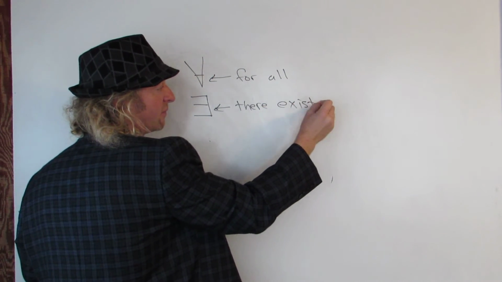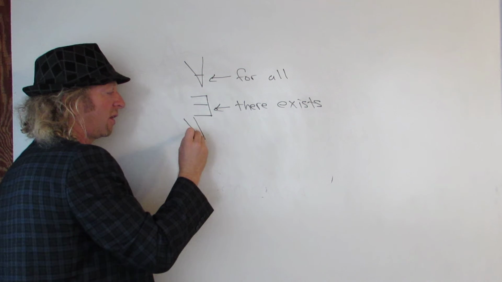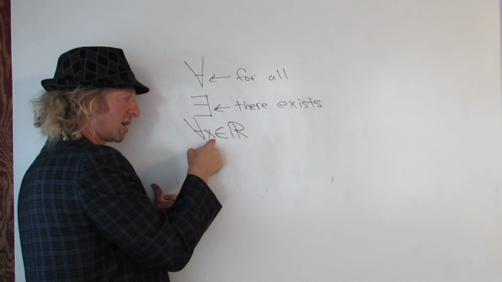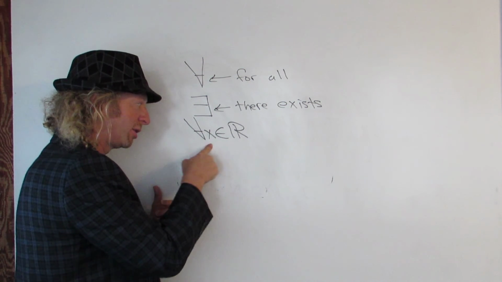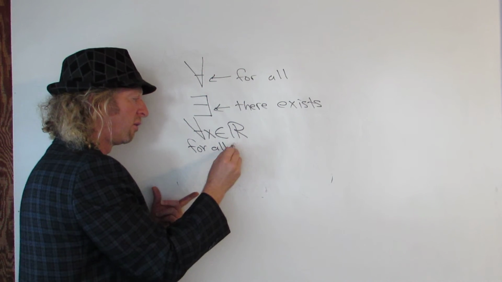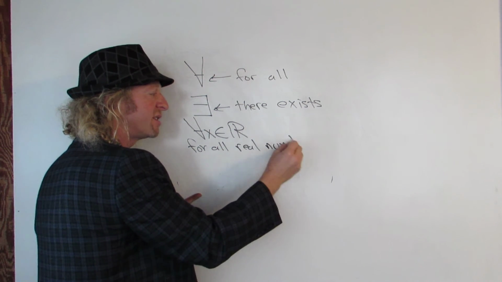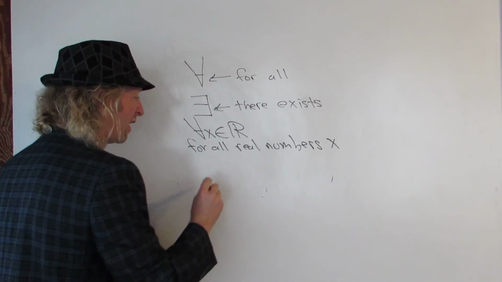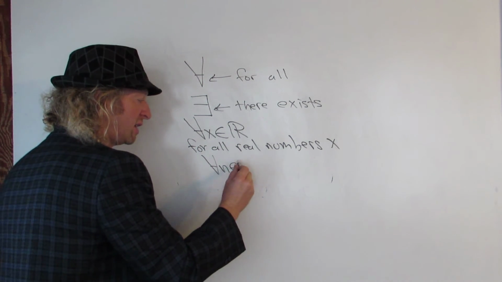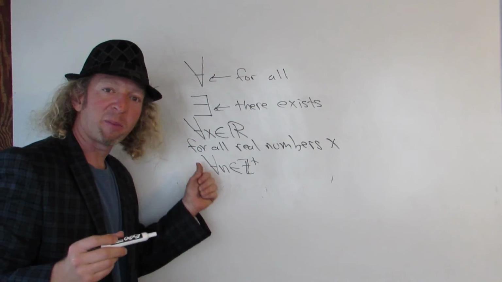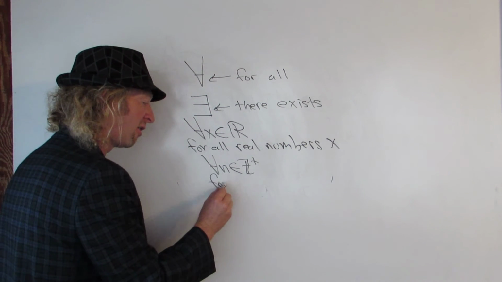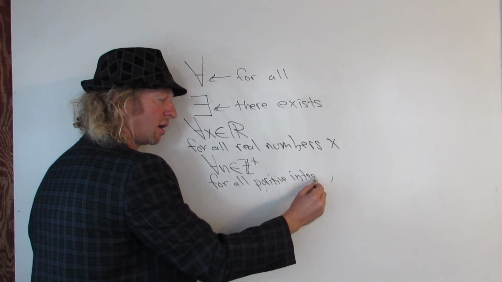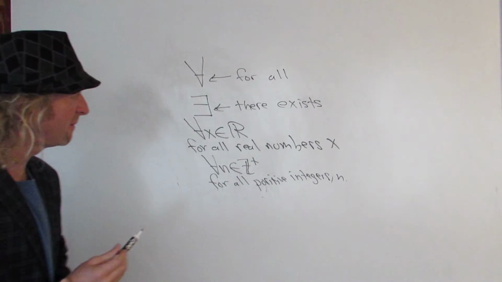There exists. So if you say something like for all x in R, this means for all numbers x in the set of real numbers. So for every real number x, this means for all real numbers. Right? You can translate it to that. So for every real number x, if you say for all n in Z plus, this would mean for all positive integers n. That's the same thing as saying that.